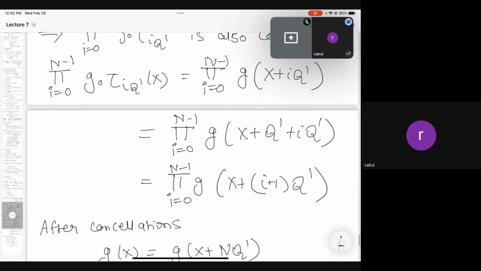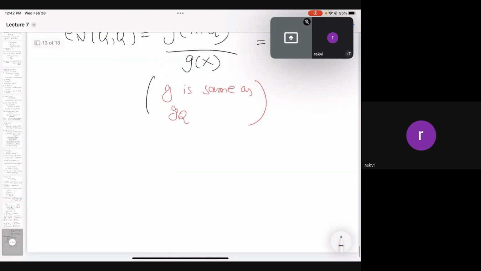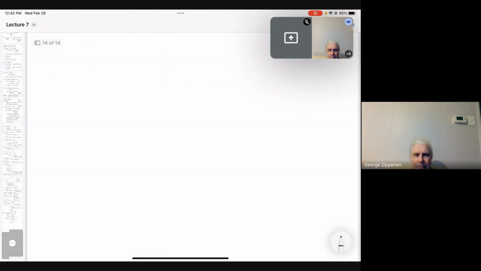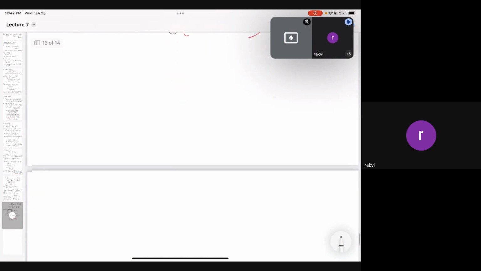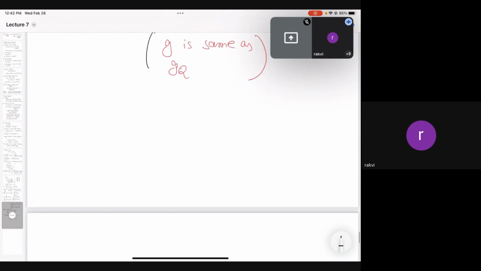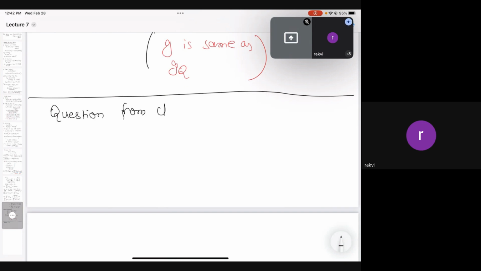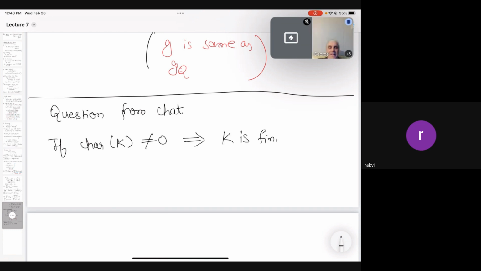Okay, I can answer that. It's probably something simple I'm missing. No, it's perfectly fine. Let me write it down, just in case somebody is reading it later: question from chat, and I'm answering it. The question is, if the characteristic of K is non-zero, then why do we know that K is finite?